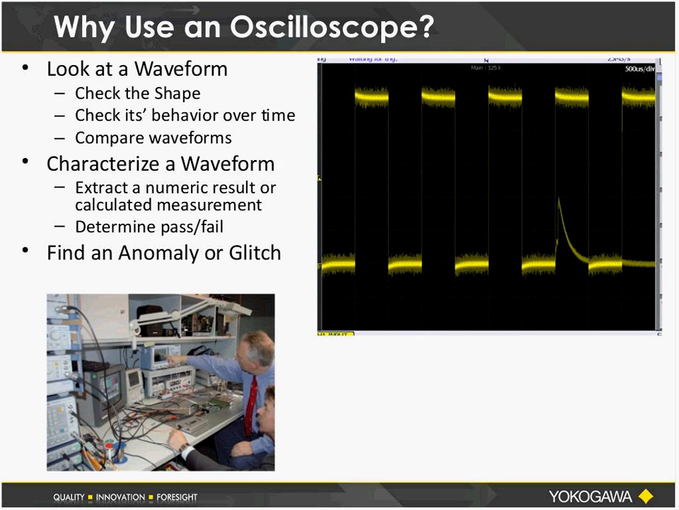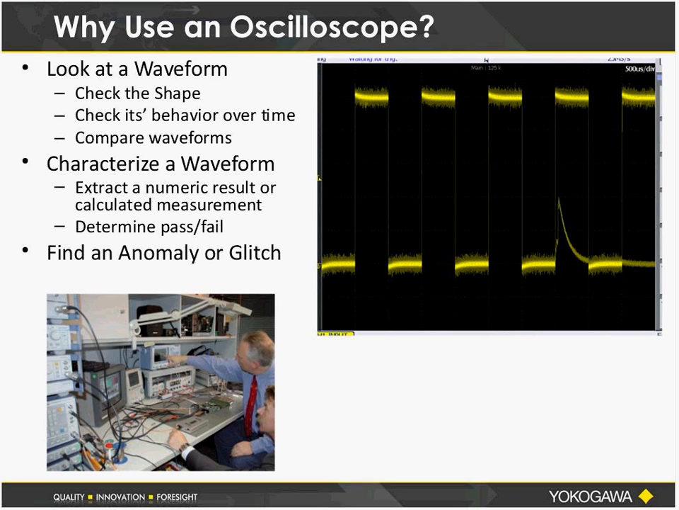I want to visually check the shape, make sure there's not a lot of noise, or check its behavior over time, or compare it with another waveform. Maybe you're in product test and you want to make sure that the waveform from a certain pin or certain section of your device is consistently the same across multiple batches. So that's kind of the first application.